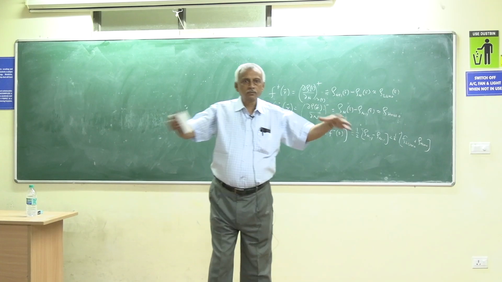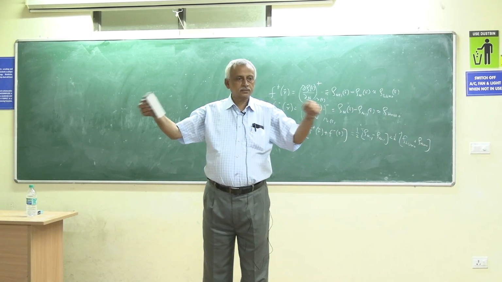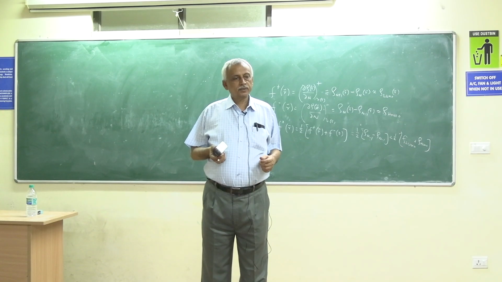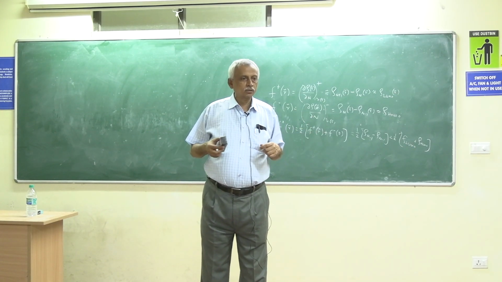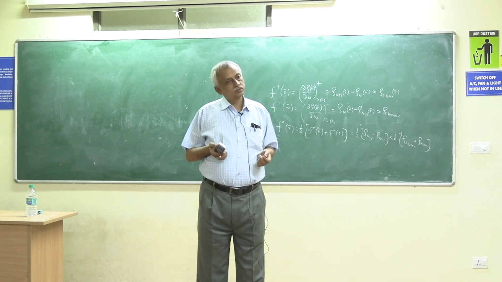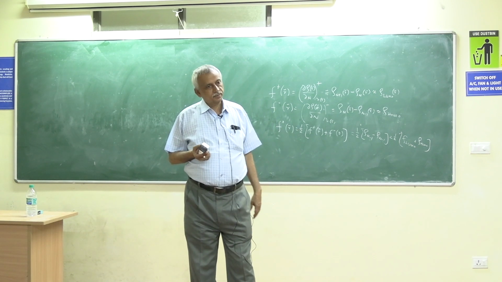So that Fukui function map will tell you these are the locations where nucleophilic attack is preferable. If you do the second one, it will tell you the locations in the molecule where electrophilic attack is favorable. Okay. And similarly where radical attacks are favorable.